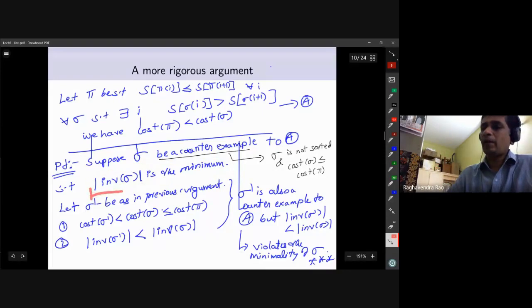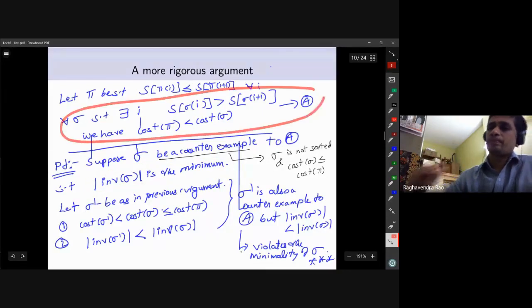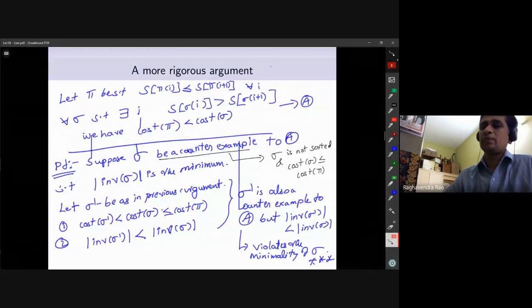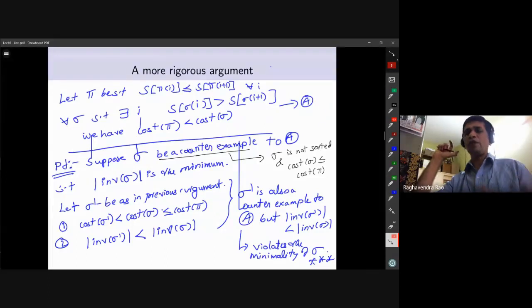But how did we end up violating it? Assuming that A is false. So hence A must be true. That is all. Okay, so this is one way of arguing.